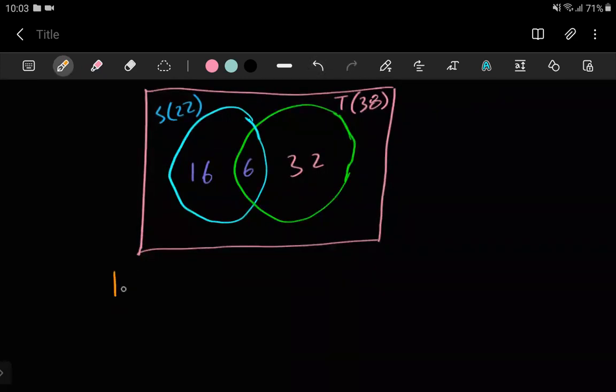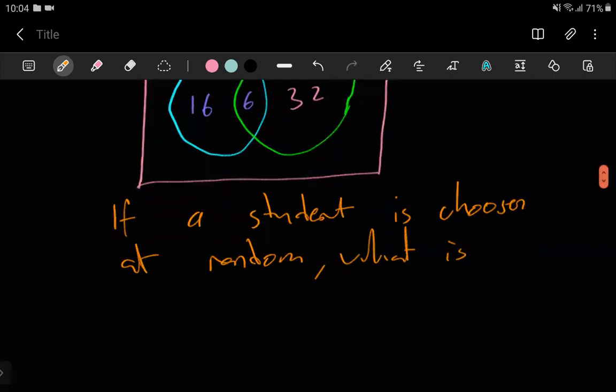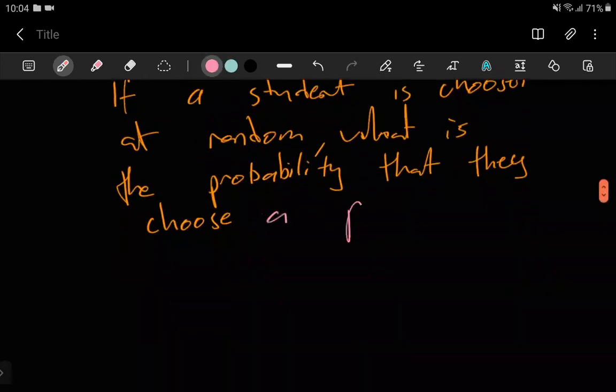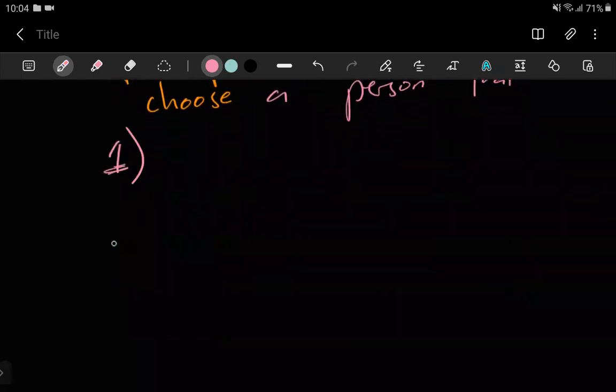If someone is chosen at random, what is the probability that they choose a person that, then they can have different scenarios. This could be question number 1, question number 2, question number 3.